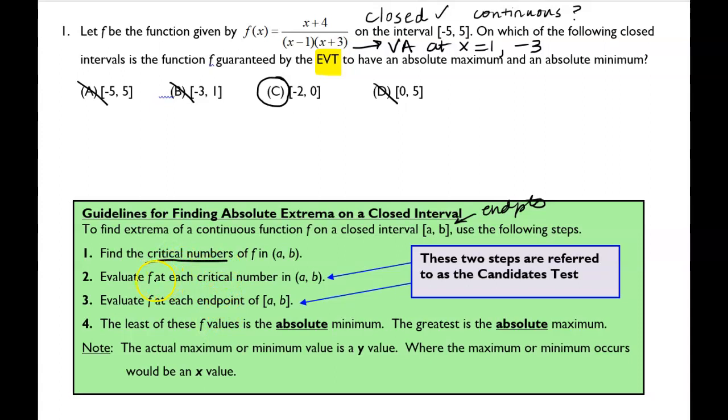Then what we're going to do is evaluate f at your critical points and your endpoints. So essentially you're just plugging those x values back into f to figure out which one is the smallest, the absolute minimum, and the greatest, the absolute maximum. So this step is called the candidates test. Our candidates are the critical numbers and the endpoints, and we're testing them to see which is the biggest and the smallest. If it asks you for the actual maximum or minimum value, that's a y value. If it asks you where it occurs, that's an x value. So pay attention to the verbiage that's being used in the question.